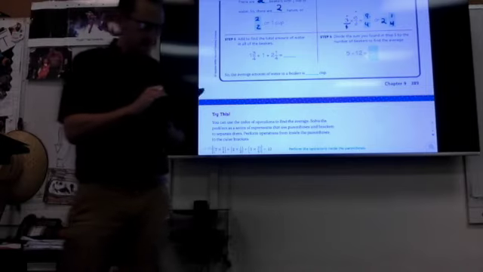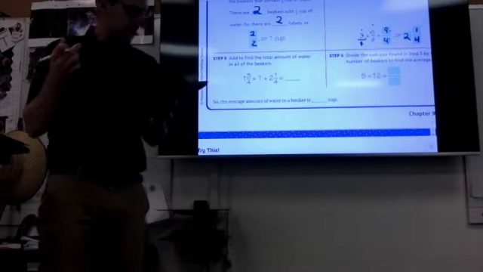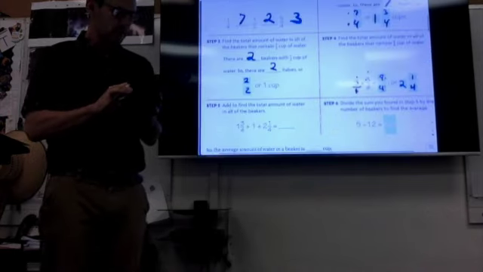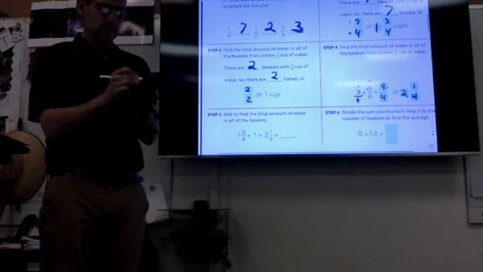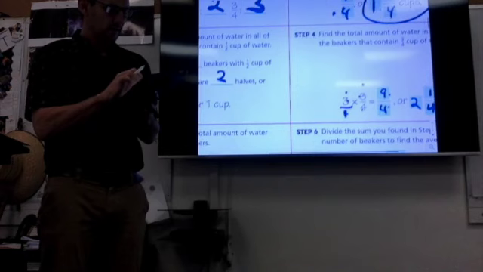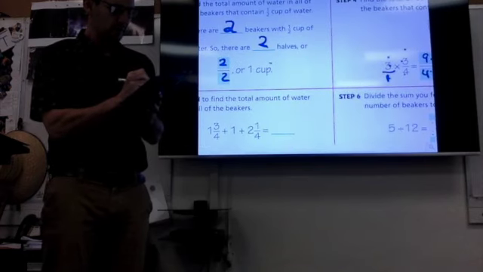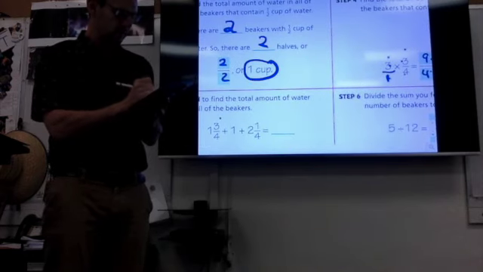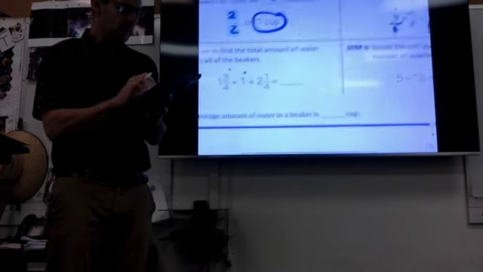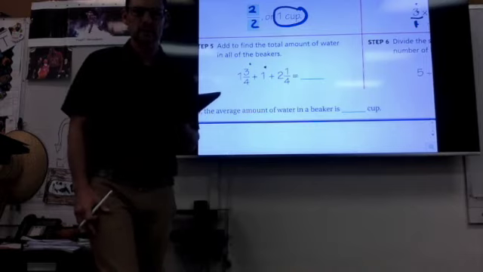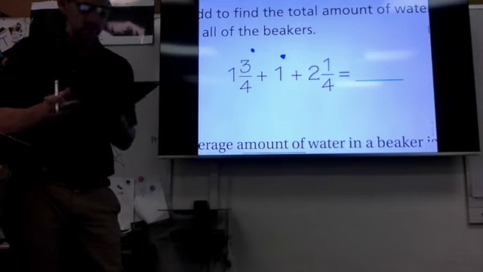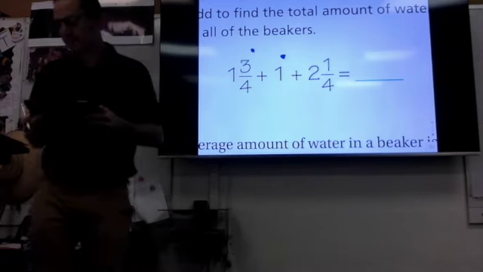Okay? Step 5 asks us to find the total amount of water in all the beakers. So I'm going to take my 3 numbers here. I'm going to take the one from step 2, right? 3/4 cups. My number from step 3, right? And then the number from step 4 here. And now I need to add them all together. Right? We're going to go back in the day when we did adding fractions. We need to have a common denominator.